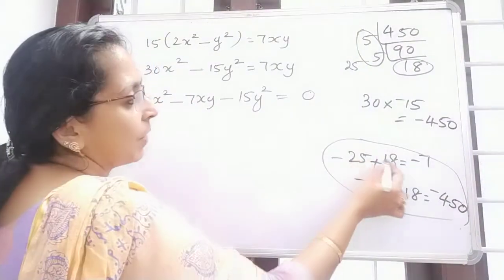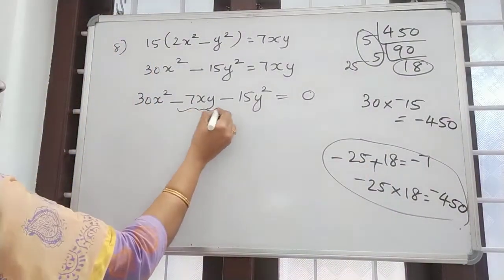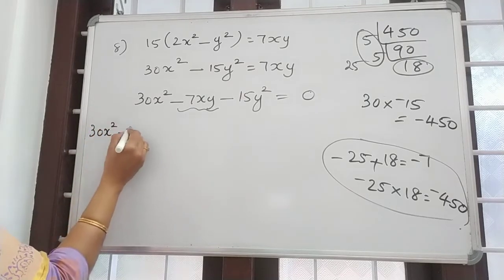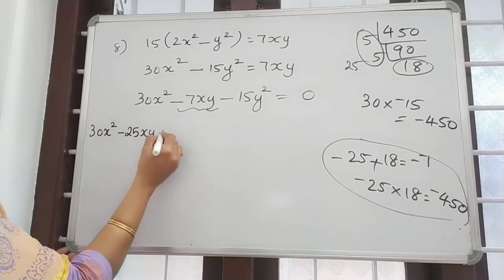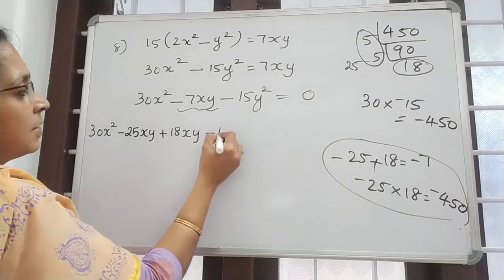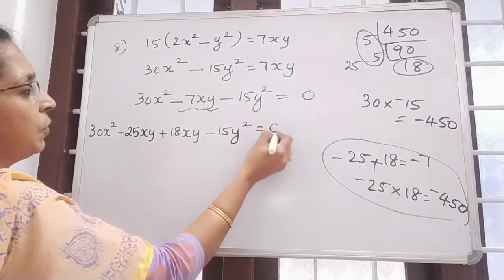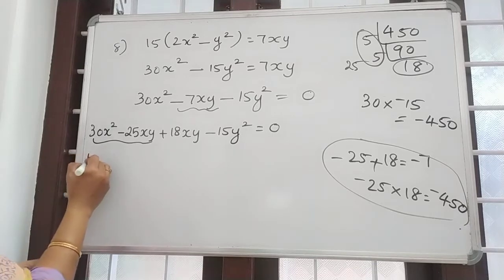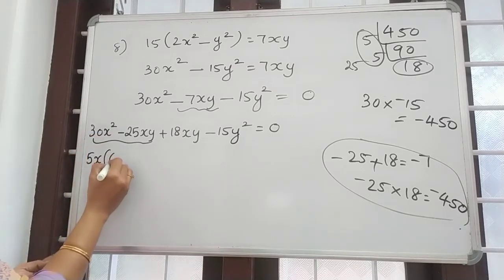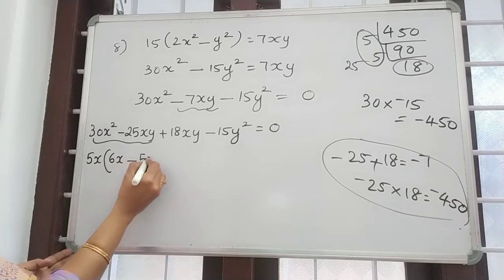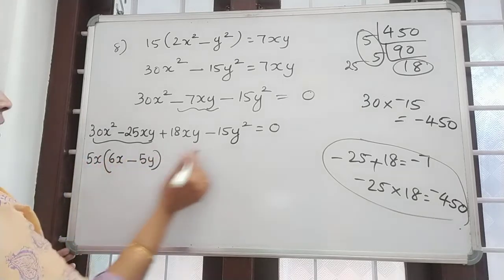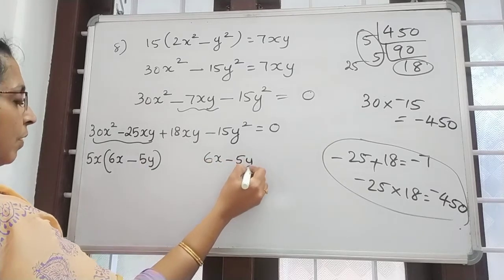Negative 25 and 18. So we can split this negative 7xy as 30x square minus 25xy plus 18xy minus 15y square is equal to 0. From this, which one we can take common? 5x we can take. Remaining it will be 6x minus 5y. So depending upon this, we can take this. So 6x minus 5y, right, same.